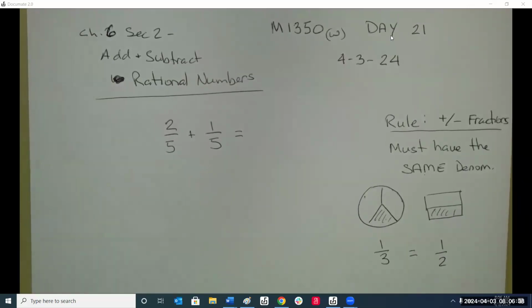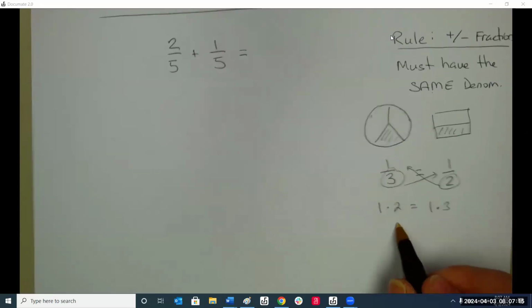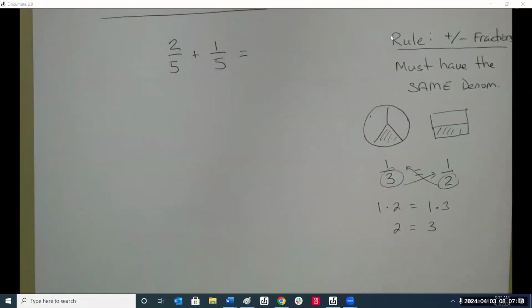Because you're right. And this goes along with the idea we have to have the same denominator. It has to be the same size pictures before we compare them. But how do we prove that these two numbers are not equal? You haven't taught them decimals yet. Remember, we did cross multiplication. So we have one times two and one times three. Is two equal to three?